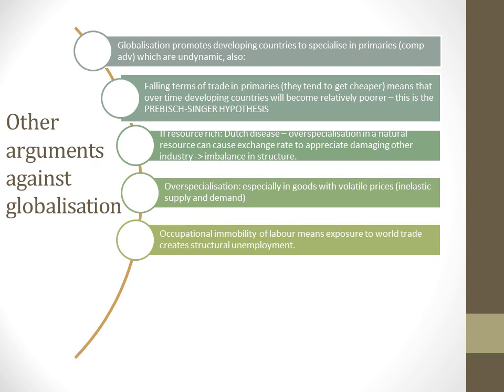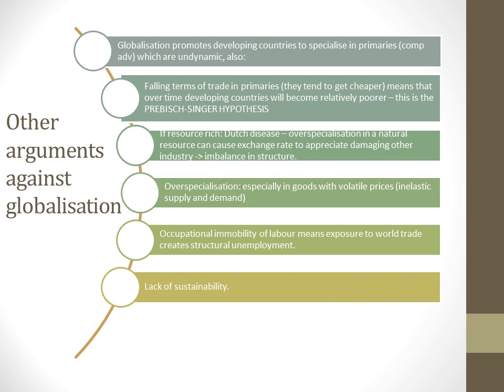And for developed particularly, but also developing countries, if people are occupationally immobile, then opening up to world trade and globalization means you're constantly changing the structure of your trade. Suddenly it's another country that's better at one of the things that you were doing, and your people have to change jobs. If they're immobile, they can't change jobs. We get unemployment, structural unemployment, as a result of trade.